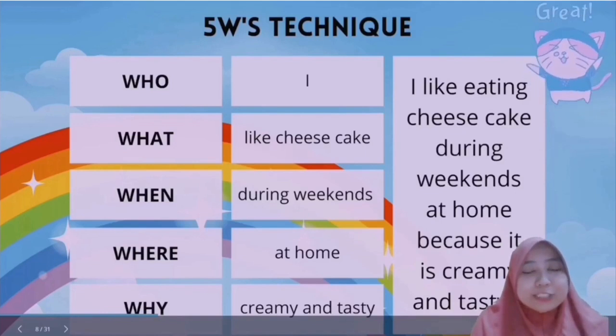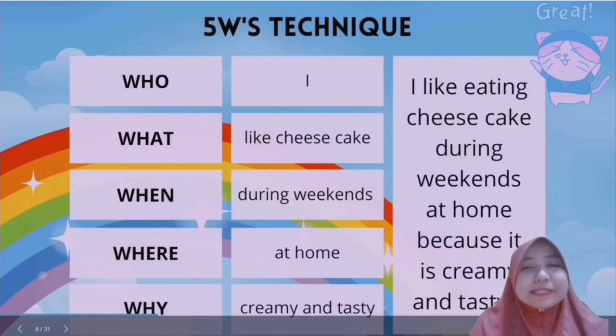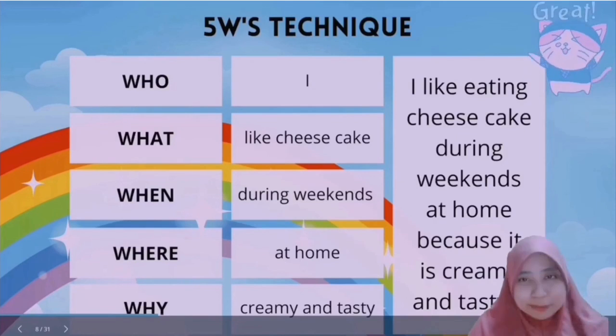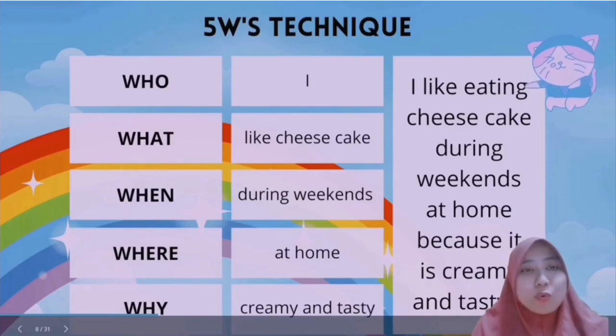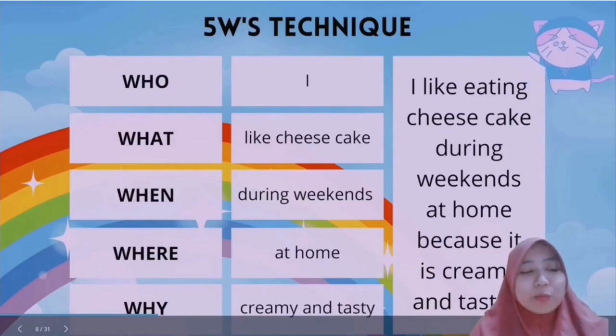I would like to choose food for the category. The simple sentence is, I like cheesecake. So we already know 2 of the W's. First, for who we have I. For what we have like cheesecake. Now we have to decide on the when, where, and the why.